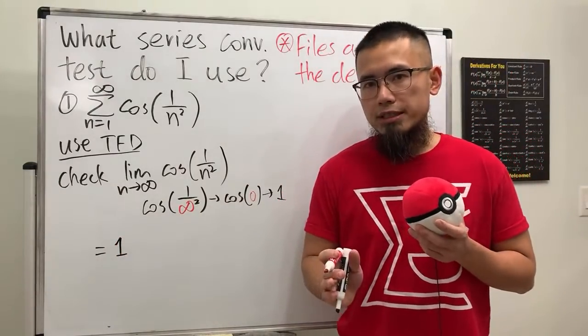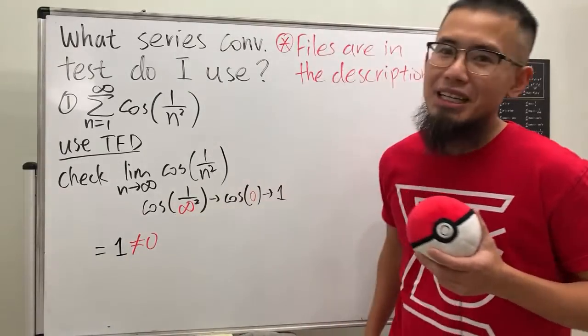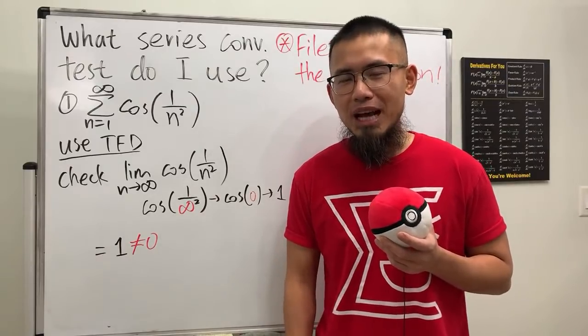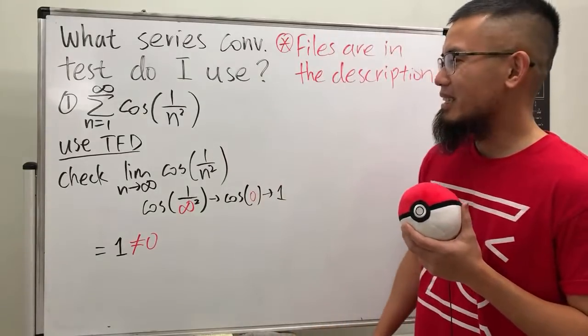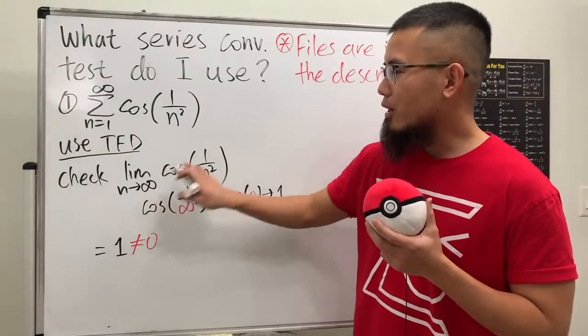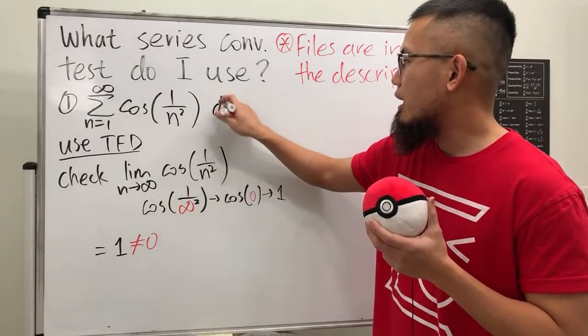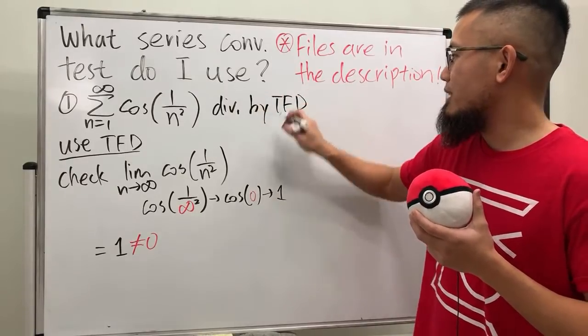But anyway, all you have to do is say this is equal to 1. And the most important thing is that you have to indicate that 1 is not equal to 0. Do not just say 1 is 1. I know 1 is 1, but do you also know that 1 is not equal to 0? That's really important, right? So, because the limit of this does not equal 0, we know this diverges by the test for divergence.